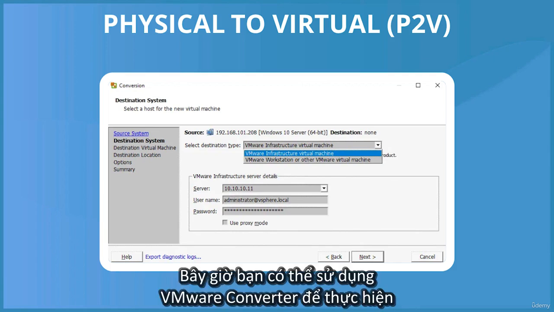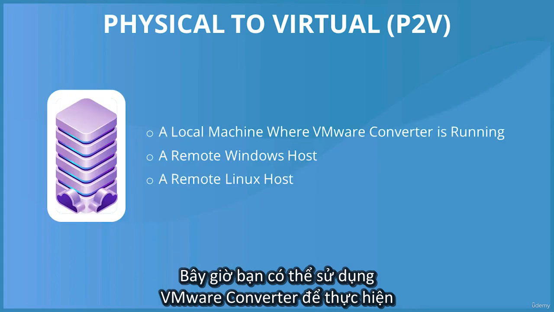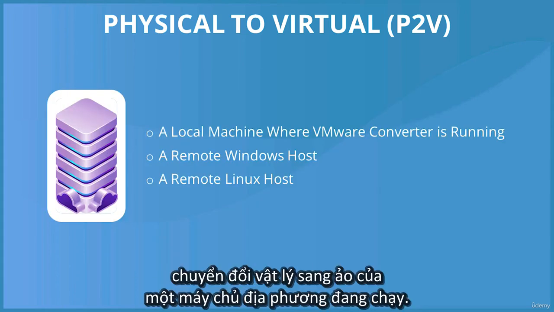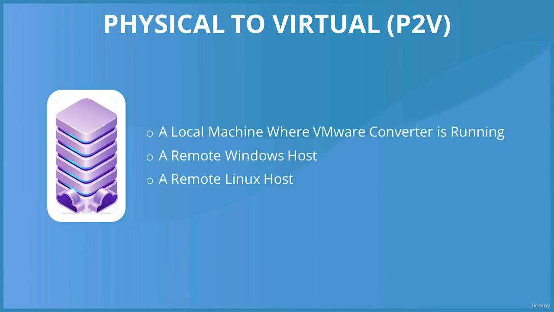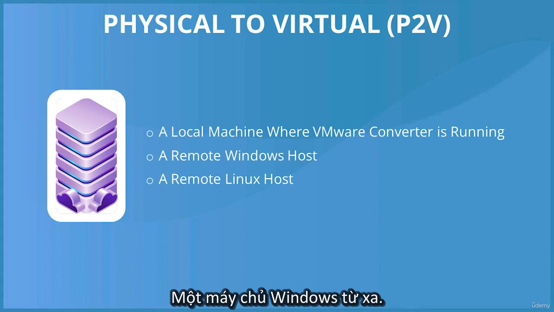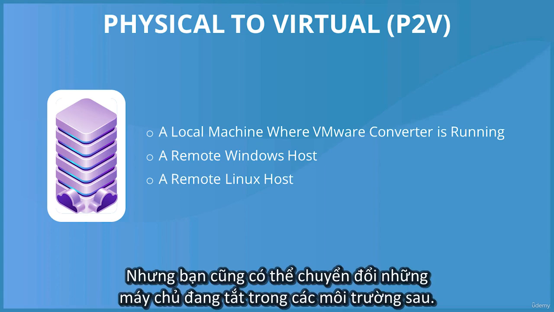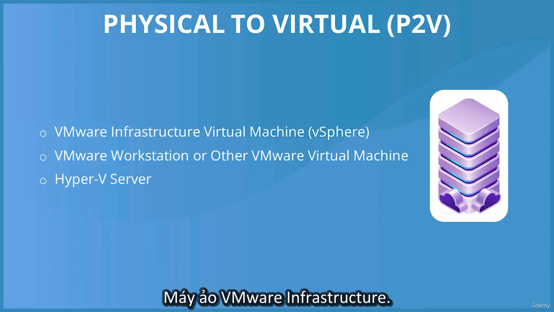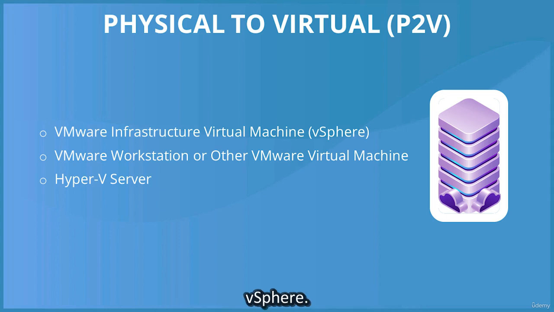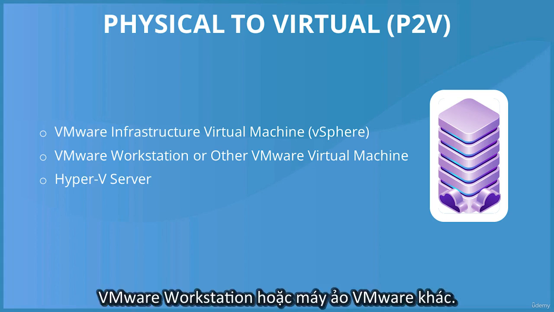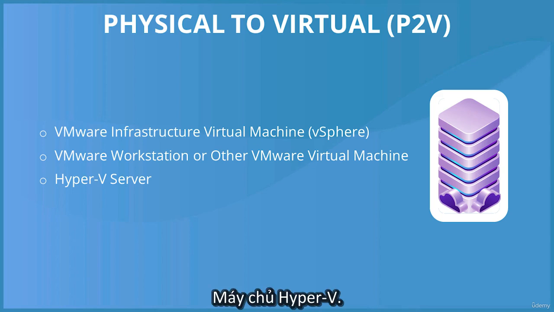Now, you can use VMware Converter to perform a physical to virtual conversion of a powered-on local machine where VMware Converter is running, a remote Windows host, a remote Linux host, but you can also convert machines that are powered off in the following environments: VMware Infrastructure Virtual Machine, vSphere, VMware Workstation or other VMware virtual machine, Hyper-V Server.